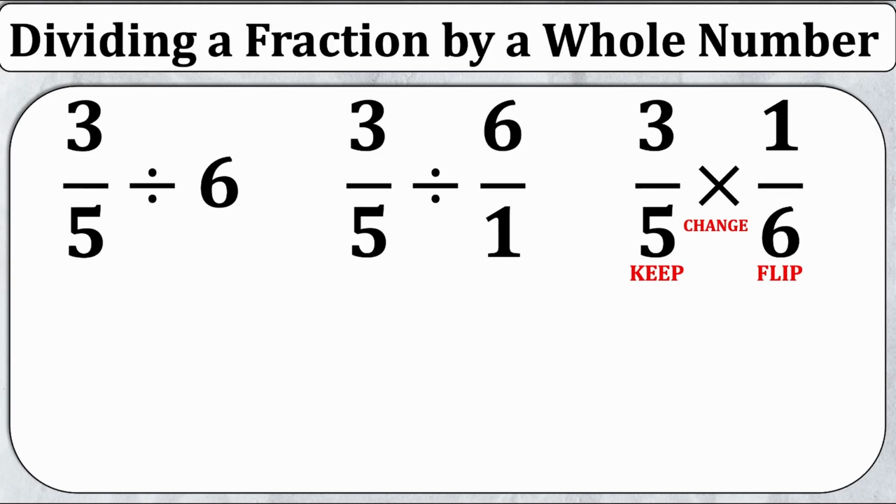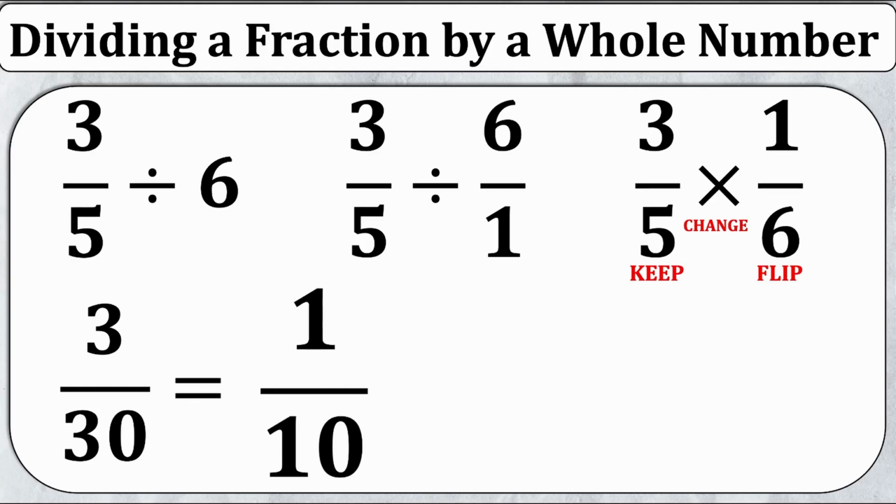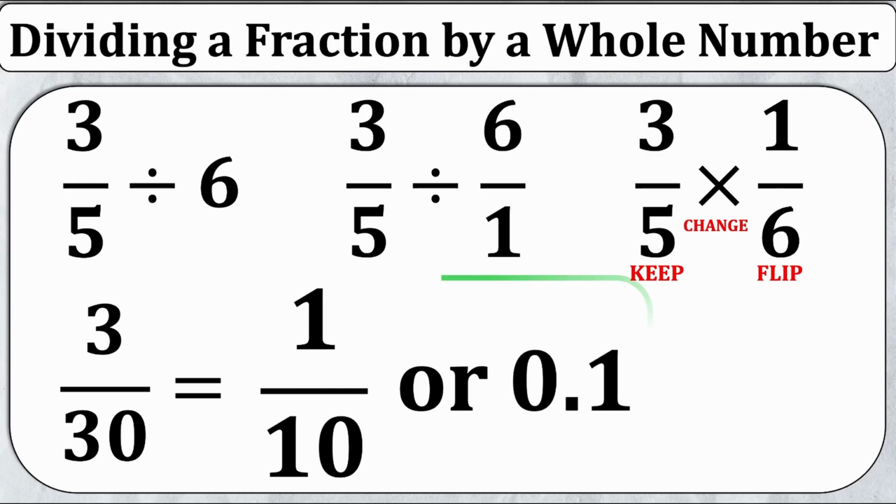It's just numerator times numerator and denominator times denominator. 3 times 1 is 3, and 5 times 6 is 30. So that gives me 3/30, which can be simplified to 1/10. However, I can also write this as a decimal, and as a decimal it would be 0.1.